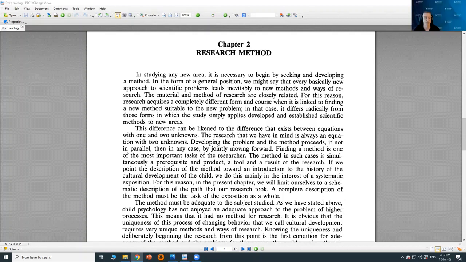Okay, so now the text is in front of you. Chapter 2, research method. Do you have any idea what chapter 2 is? What is the book? This is chapter 2 from the book Vygotsky's Collected Works, Volume 4, History of Development of Higher Mental Functions. Who knows this book? Almost everybody. Okay, let's start deep reading.